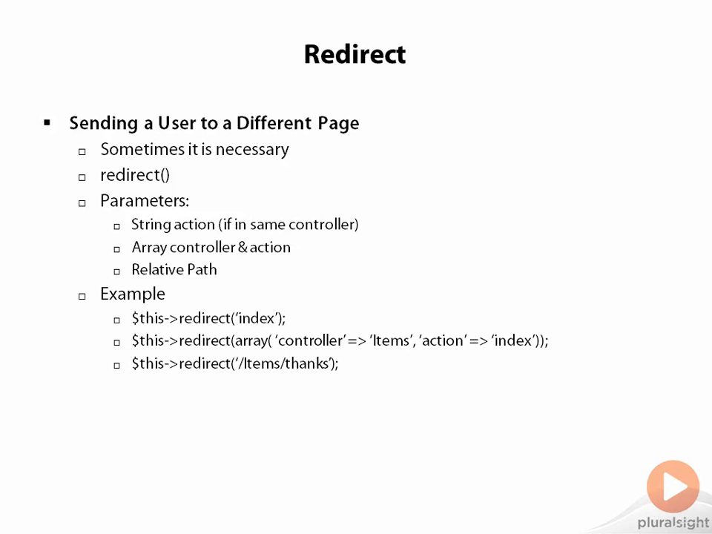In this second example, we have an array being passed in as the parameter. The controller and the action are elements of that array. So in this example, it would be going to the items controller and the index action inside that controller. Our third example is basically a different way of writing our previous example. For this example, we would basically indicate our controller action by using a relative path. So this would redirect to the items controller, and then the / and then our action, which is thanks.